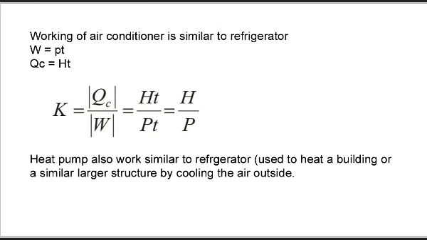The working of an air conditioner is similar to the refrigerator. If we consider W, work is equal to power into time. We all know the definition of power is the rate of work done. We also know the definition of H, which is the rate of heat flow, equal to Q by T. So QC, that is heat, can be written as H into T, where H is the rate of heat flow and T is time, and work can be written as P into T, where P is power. Therefore K is equal to QC by W, that is HT by PT, which equals H by P.